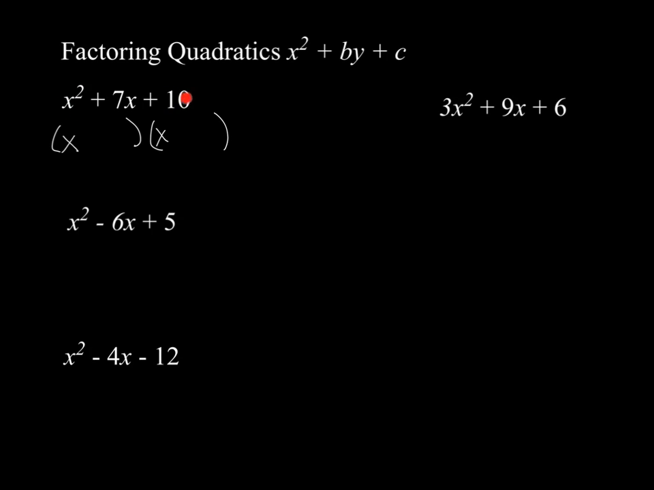Then I have to ask myself, what multiplies to give me this? What two numbers multiply to give me 10, but add to give me a positive 7? Because these last two terms would multiply to give me this, but when we do the outer and inner, those last two terms would add to give me this center number. So what two numbers multiply to give me 10 and add to give me 7? Well, the factors of 10 are 1 and 10, 2 and 5. And when you add 2 and 5 together, you do get 7. So we have a plus 2 and a plus 5.